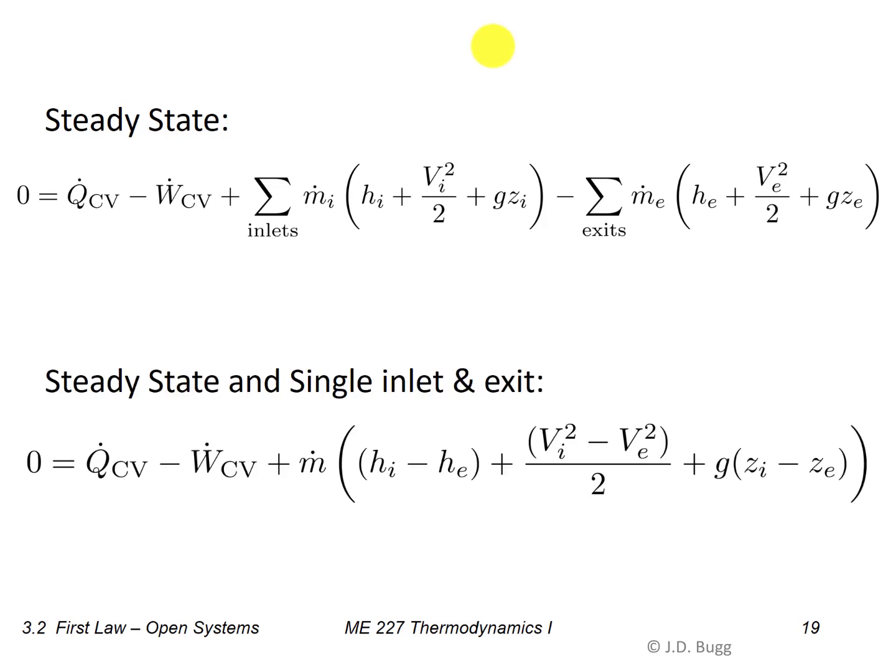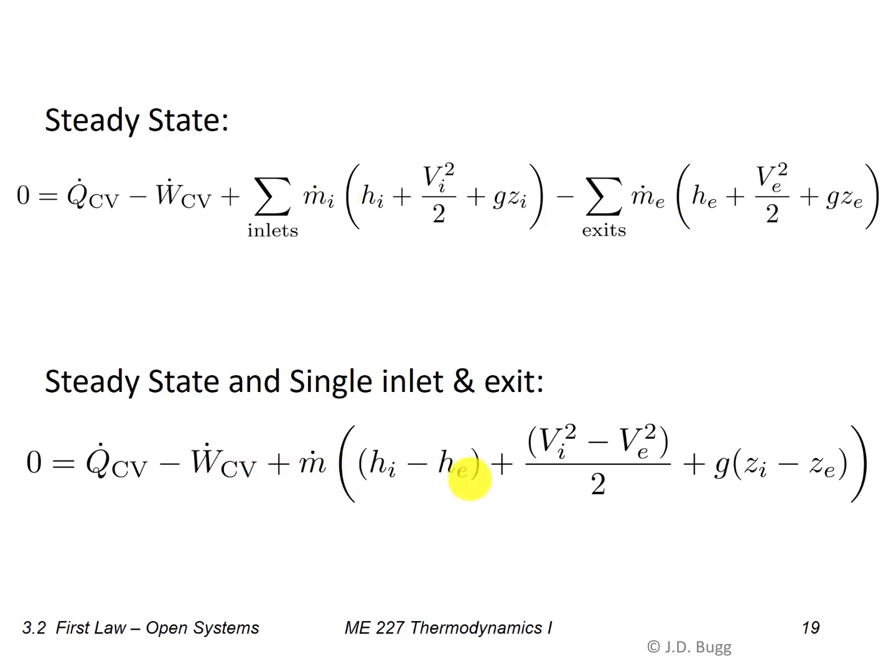One further assumption that is quite common is that we're analyzing a component or a system that has just a single inlet and a single exit. Well, if we're analyzing a component that has a single inlet and a single exit, we don't need these summation signs. There is only one of each of these terms. And if it is also steady state, which we are still saying, then the mass flow rate at the inlet has to be the same as the mass flow rate at the exit.